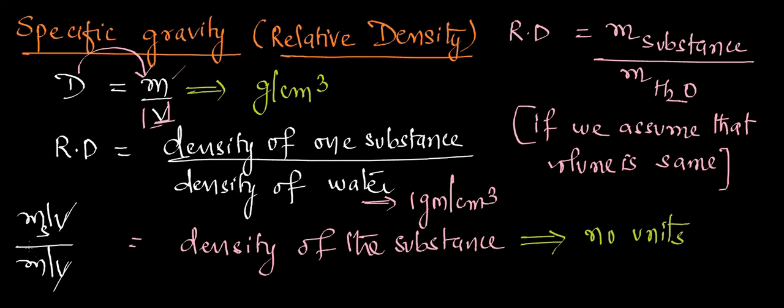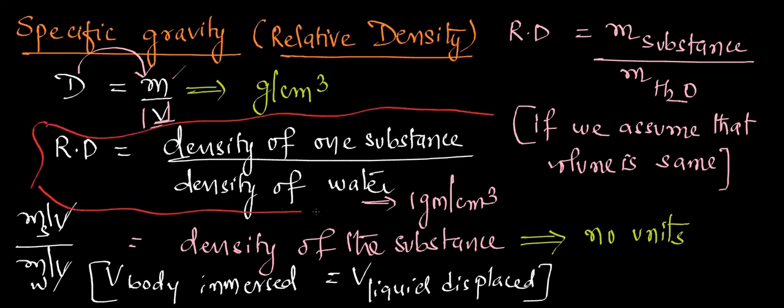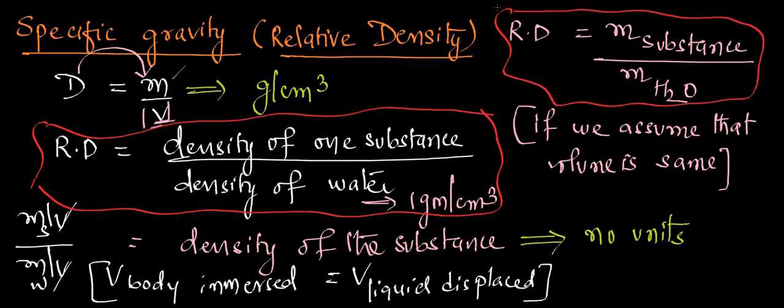Mass of the substance is different, mass of the water is different. Why is volume the same here? Volume of the body which is immersed is equal to volume of the liquid that is displaced. That is why volume is same. So we take in terms of mass now. This is the original formula according to concept, and this is in terms of mass.